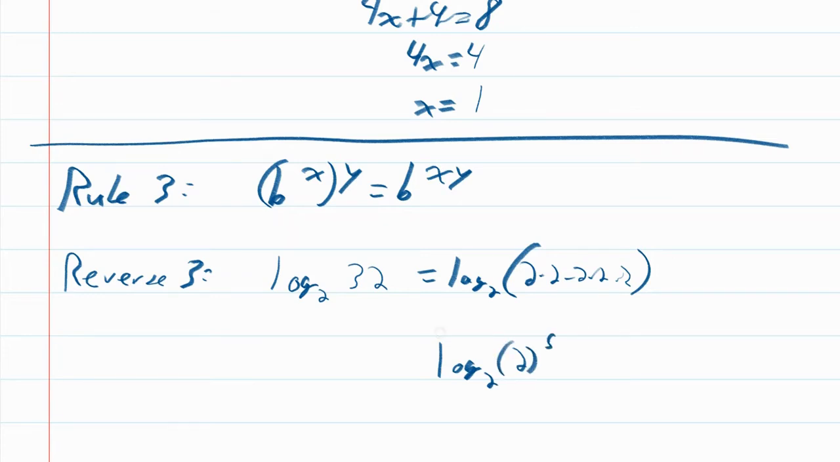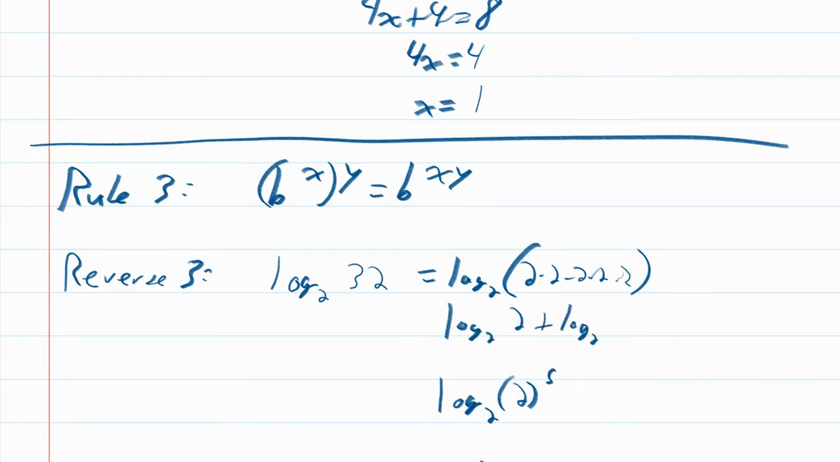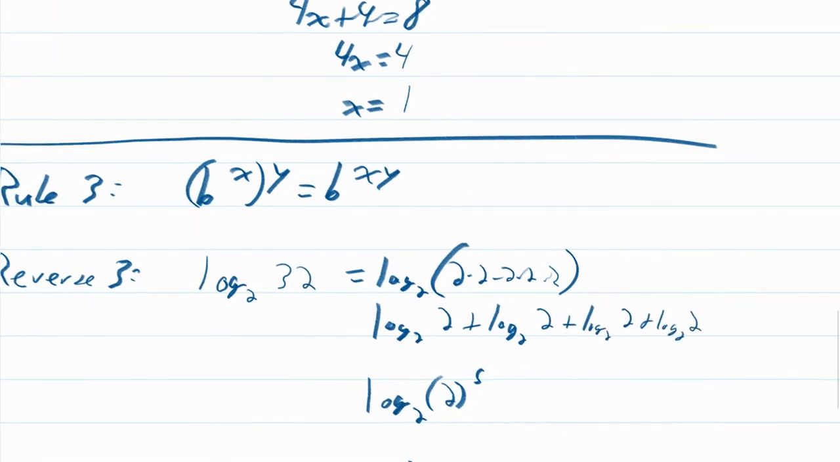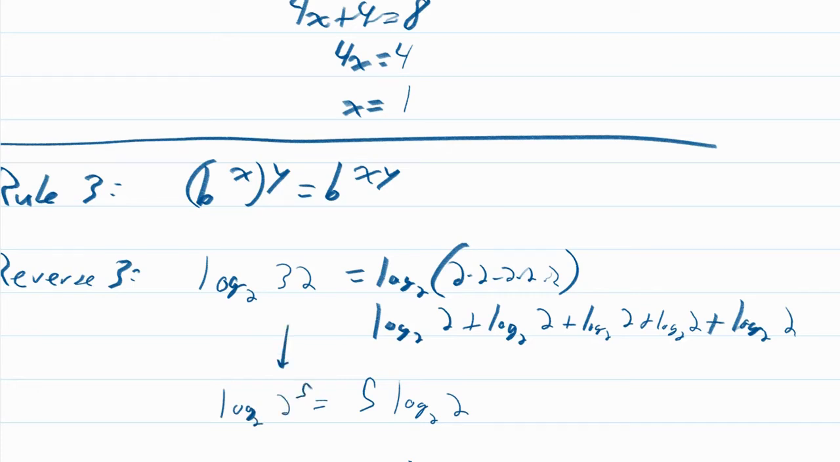But I note that if I actually took all these and broke this up, this would also be the same as the log base 2 of 2 plus the log base 2 of 2 plus the log base 2 of 2, and I'm going to write this 2 more times, plus the log base 2 of 2. It's equal to 5 of these, 5 log base 2 of 2's. And I know that that's equal to the log base 2 of 2 to the 5th because that's what this is.